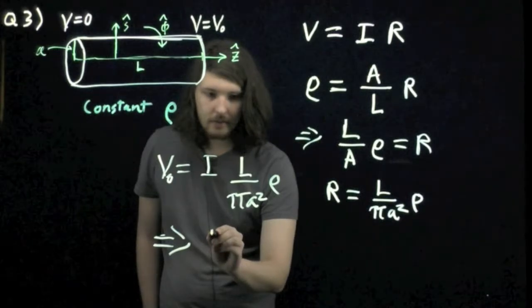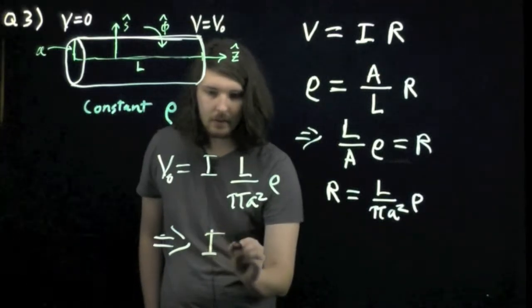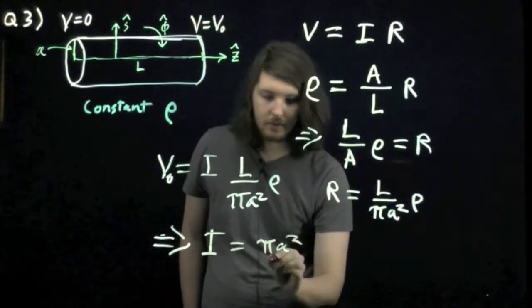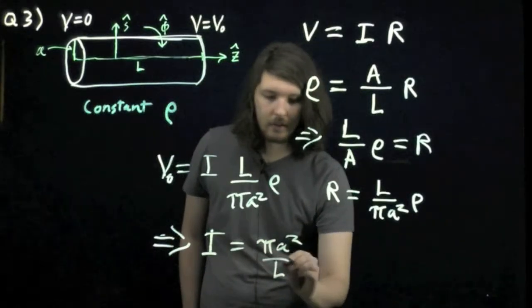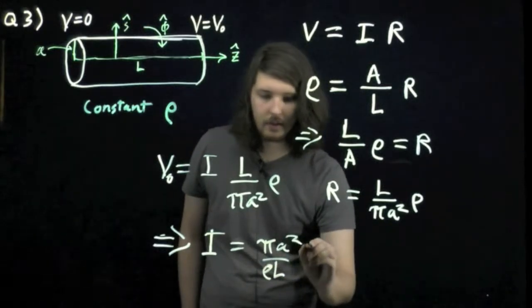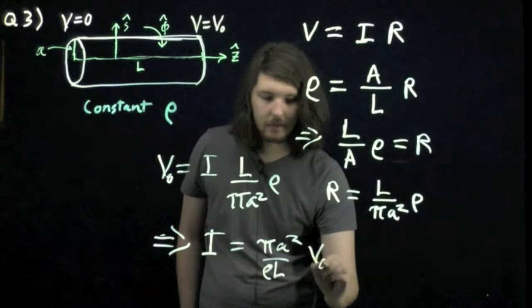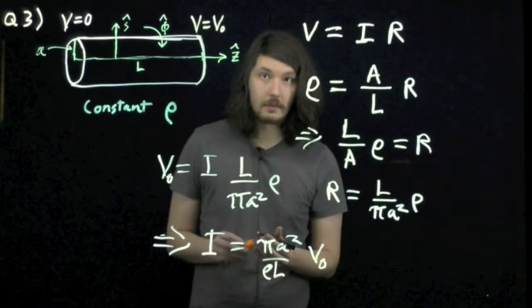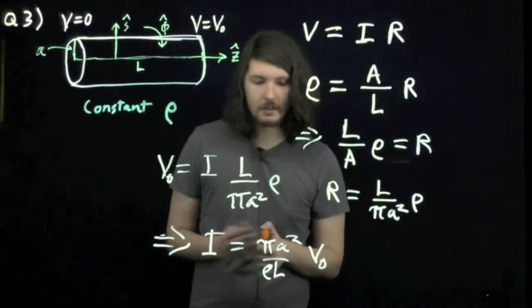So from this, the current I is equal to pi a squared over L rho times V naught. And with that, this question is finished.